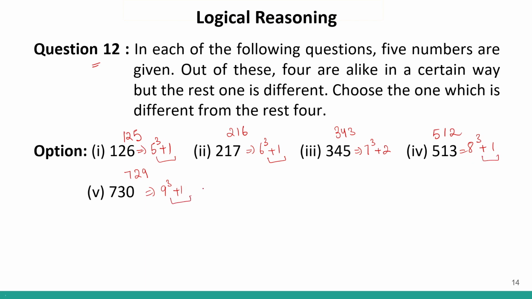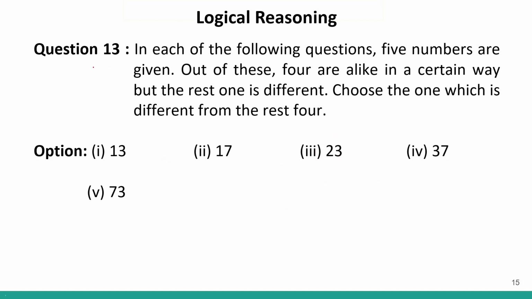So in each we are adding 1 to perfect cubes. Correct? But in only this option, that is option number 3, we are adding 2. So the logic was we are adding perfect cube plus 1. But only in option number 3, this is not being followed. Therefore, option number 3 will be the odd one out. Clear?